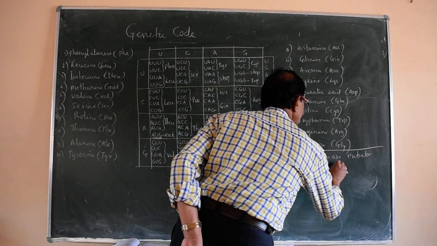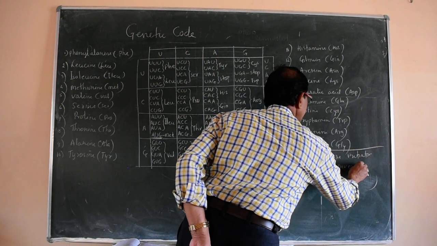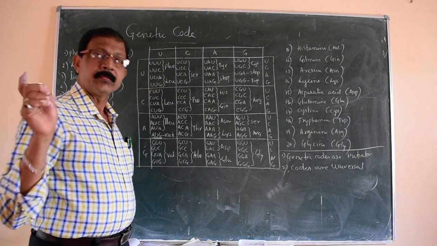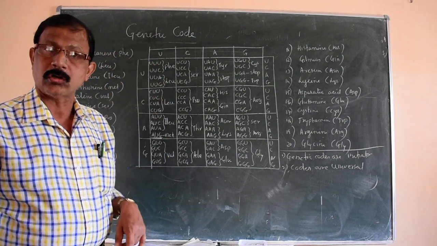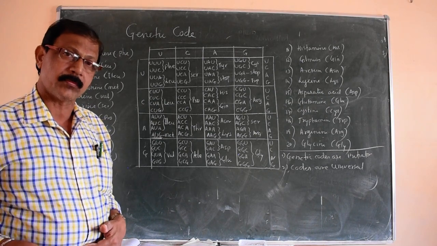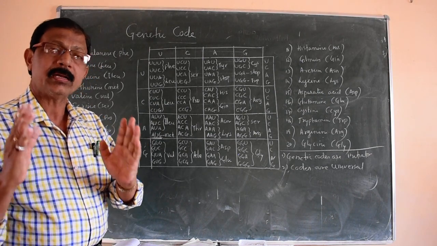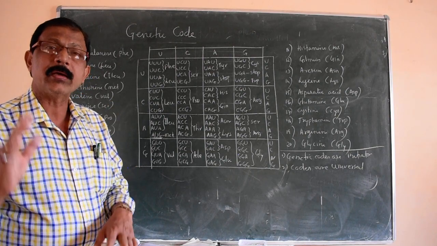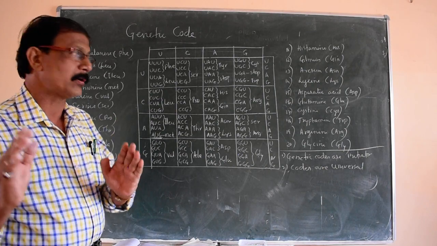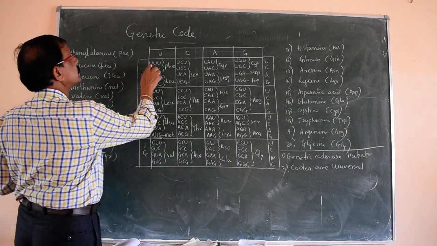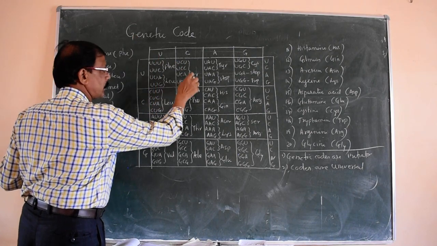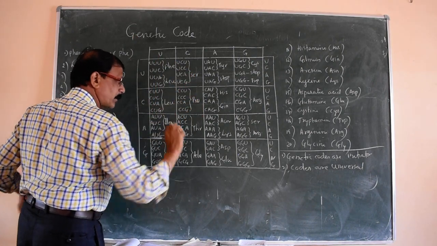Codes are universal. Next one, what is this, codes are universal? Codes are universal means from prokaryote to eukaryote, multicellular to tissue grade, organ grade, system, a particular codon has a particular amino acid only. That means the triplet UUU codes for phenylalanine only, not for serine, not for proline or anything.